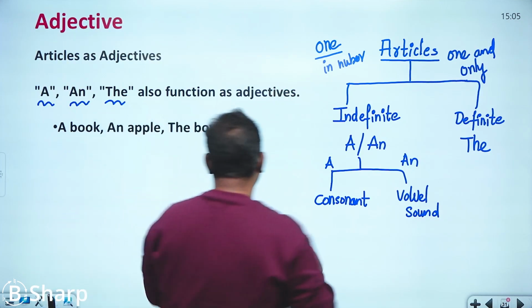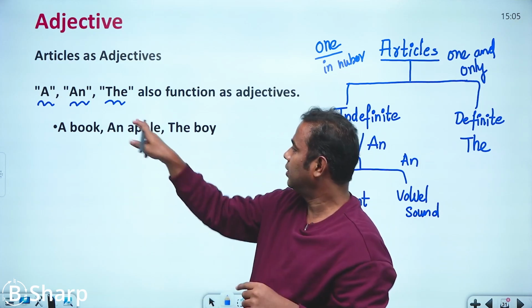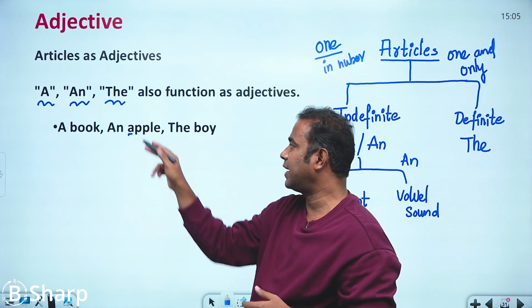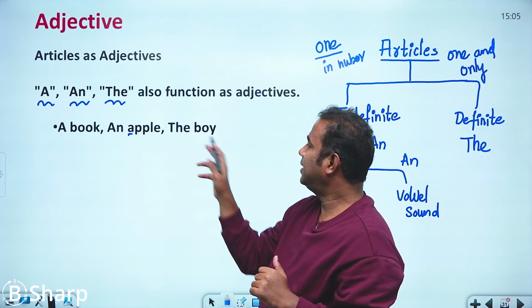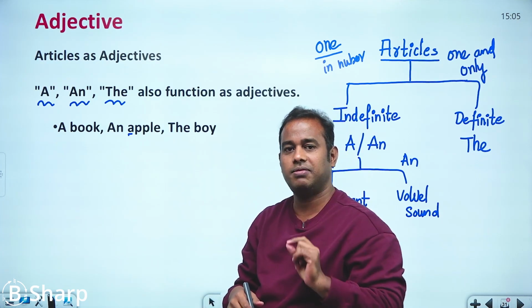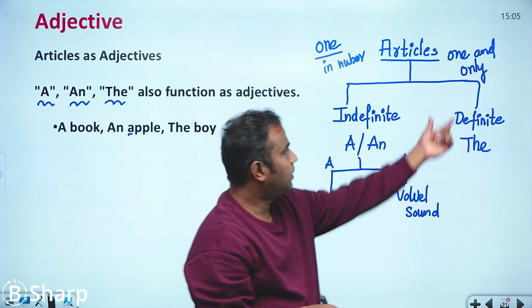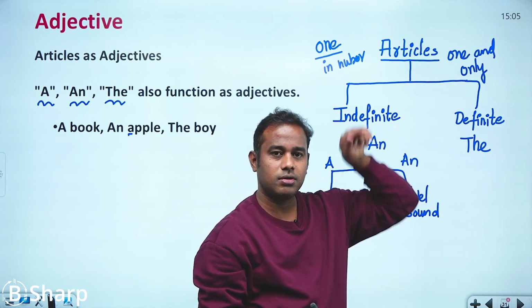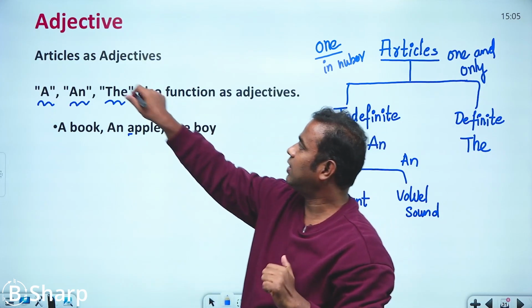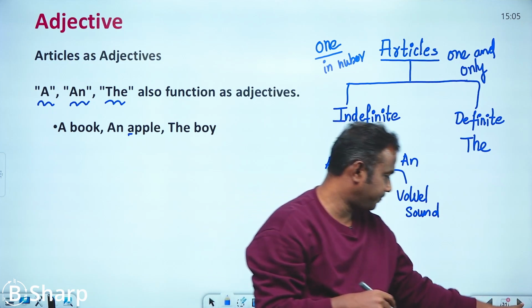Here we are talking about a book. A book means one book. An apple, because it starts with a vowel sound, we are writing an apple. Then the boy. The boy means the particular boy that we are talking about from the boys. Because it is one and only the boy that we are going to talk about, we are going to pinpoint that respective thing. So that's why we say this. Okay, so articles are also used as adjectives.